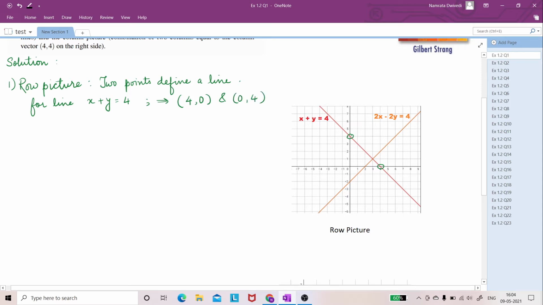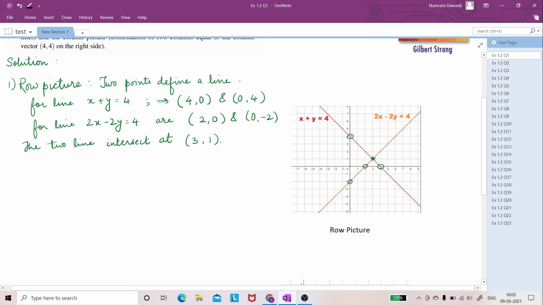Similarly, the two points for the line 2x minus 2y is equal to 4 are 2 comma 0 and 0 comma minus 2. So these are the two lines, x plus y equal to 4 and 2x minus 2y equal to 4. The two lines intersect at the common point, that is 3 comma 1. So this is the row picture.